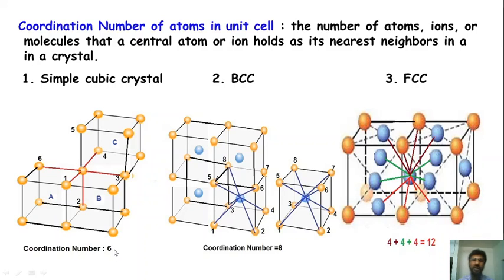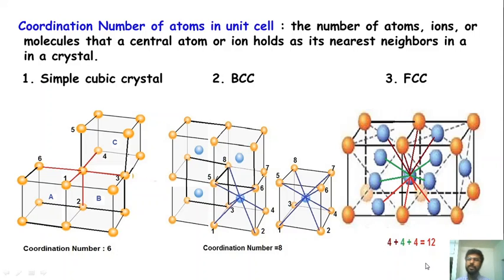In the case of the body centered cubic structure, now consider here, this is the body centered structure. The one atom, that is the central atom, is located at the center and the 8 atoms are at the corners. So this central atom holds 8 nearest neighboring atoms in this unit cell, that means 8 atoms get coordinated with this central atom, and due to that it has a coordination number of 8.